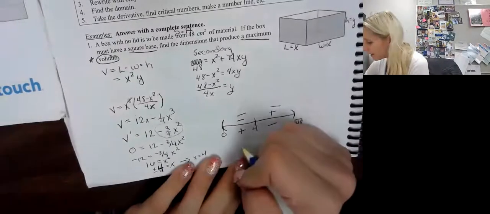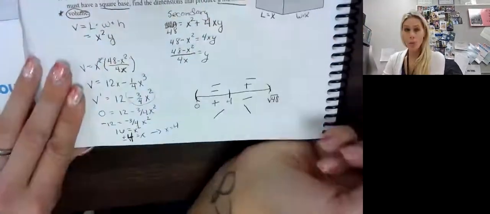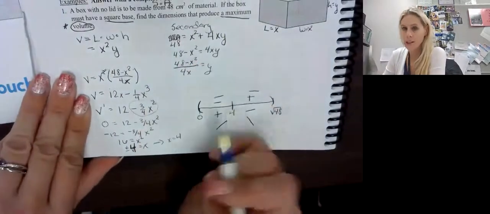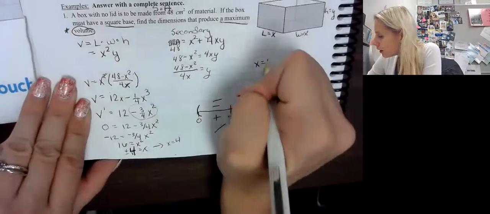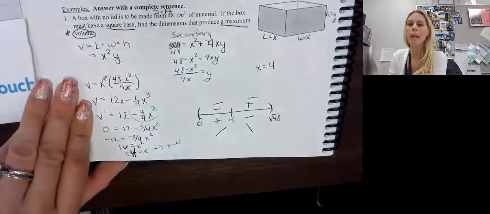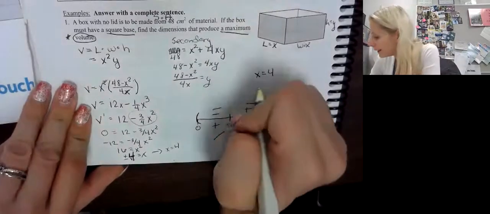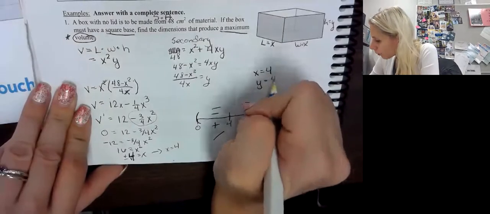And I see that we have a max at 4. So go back to the question. It says find the dimensions, so not just 4. So we have x equals 4. In which equation can we plug it into to find our y? Well, of course, we can plug it into our secondary equation, which would be our 48.